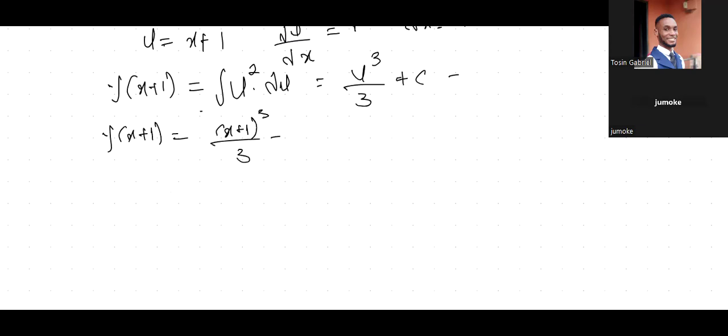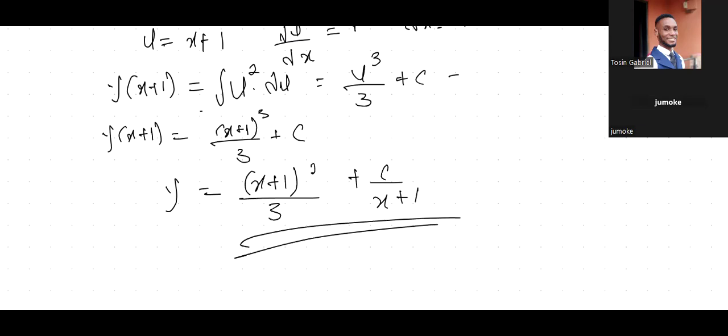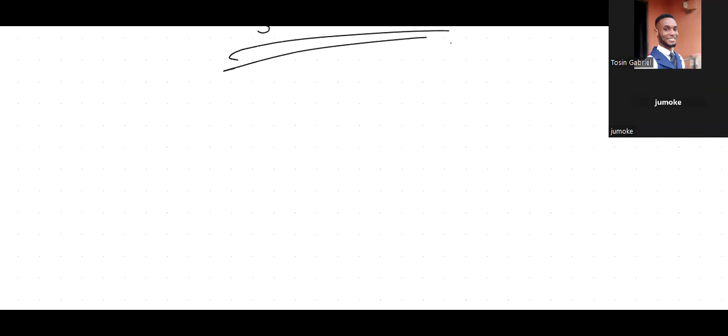You can leave your answer like this, or you can divide both sides by x plus 1. So your y can now be x plus 1 squared over 3, then plus c over x plus 1. All right, so that is the answer. I hope you all are getting me. I hope you understand what I'm doing. Okay, so let's move to the next question.